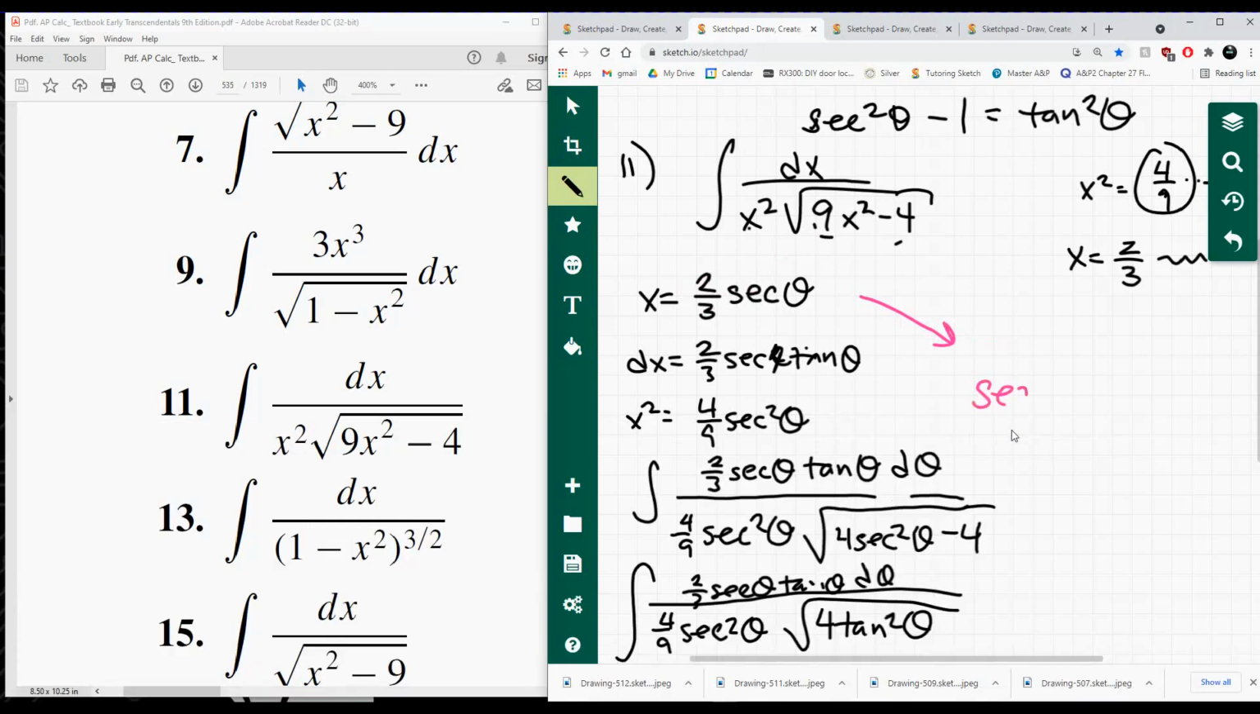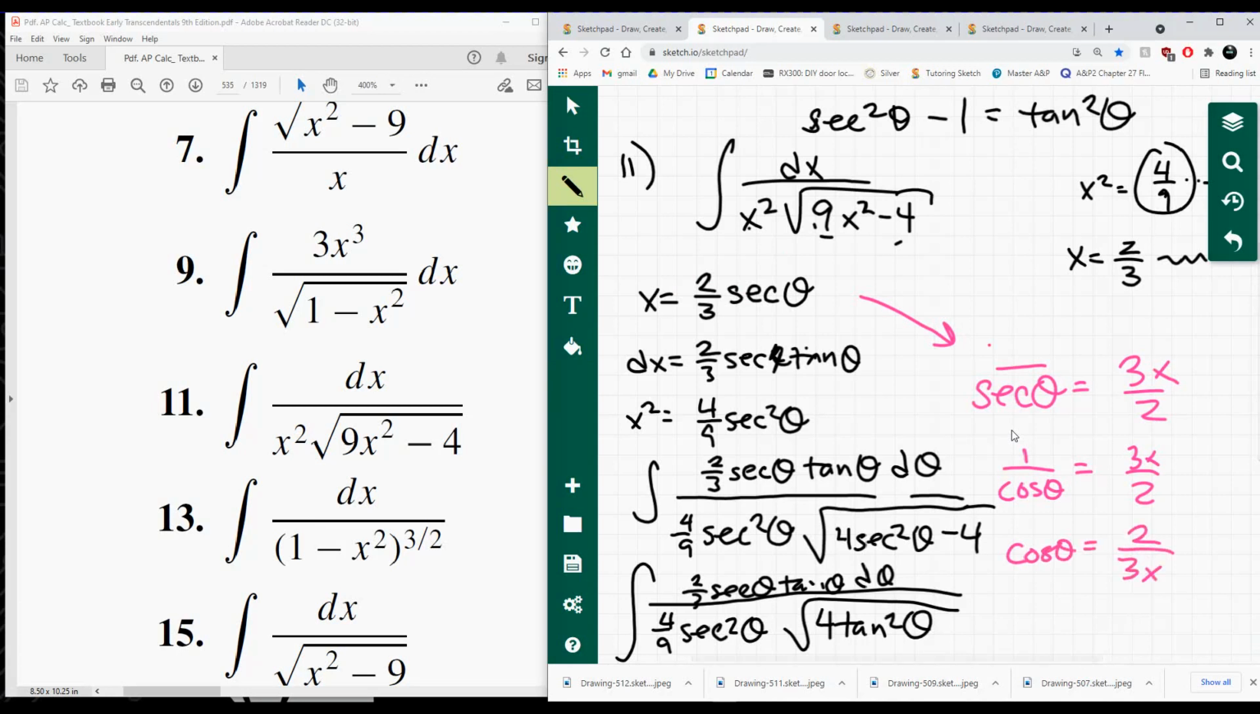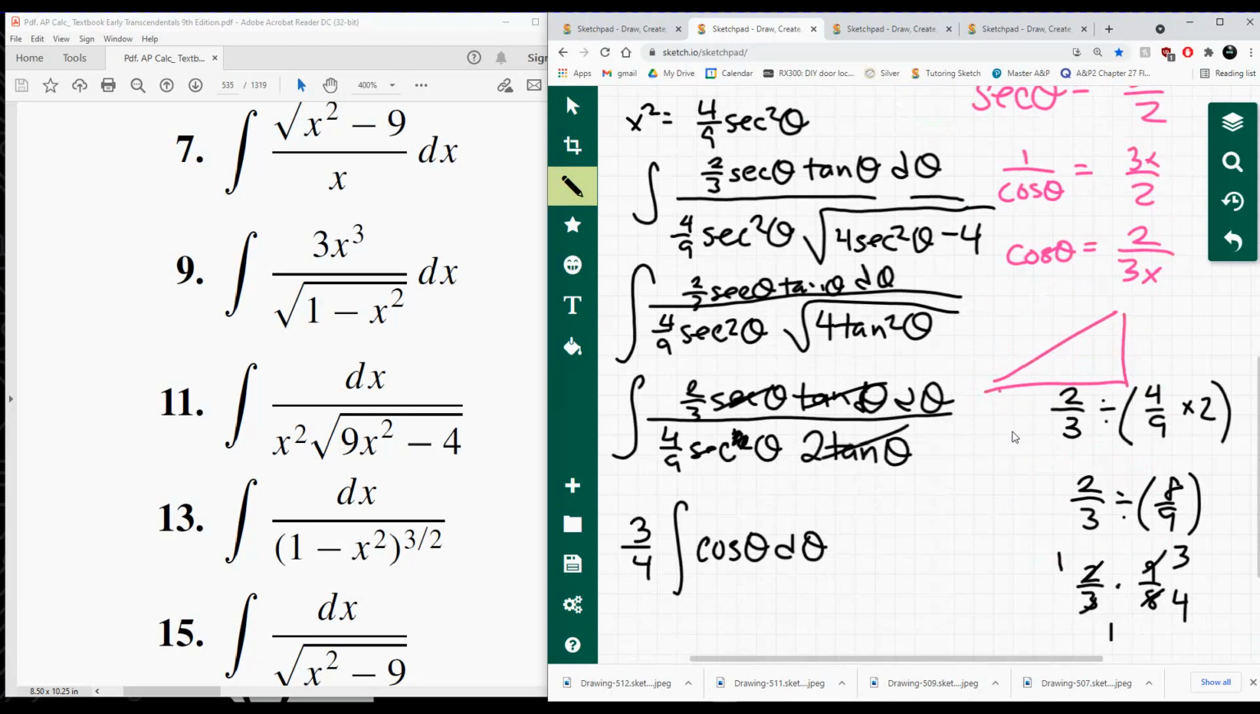And earlier we made a relationship with the x such that x is equal to 2/3 secant theta, which is really secant theta is going to be equal to 3x over 2. Now, I know that secant is 1 over cosine, so 1 over cosine theta is going to be 3x over 2, in which case cosine of theta by itself is going to be 2 over 3x. So that tells me if I have a first quadrant triangle, then the adjacent side is going to be 2, the hypotenuse is going to be 3x. So therefore, the opposite side is going to be the square root of 9x squared minus 4.